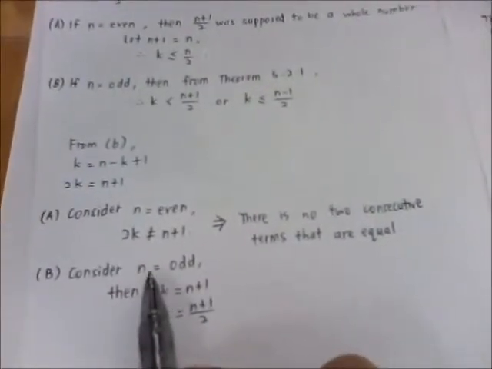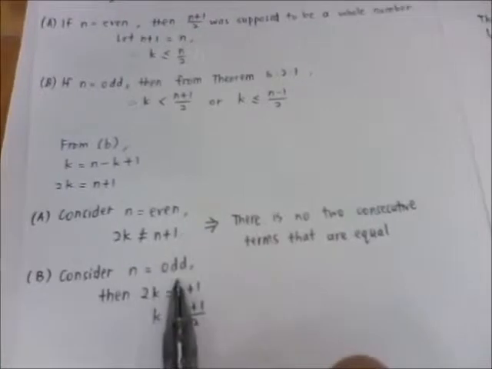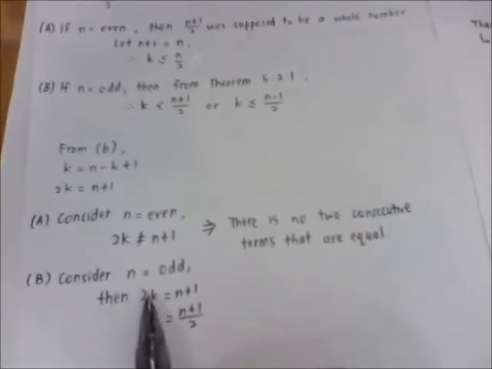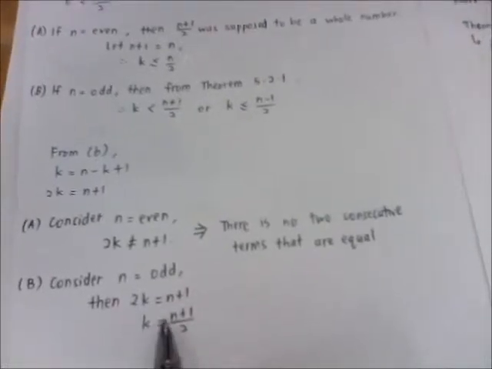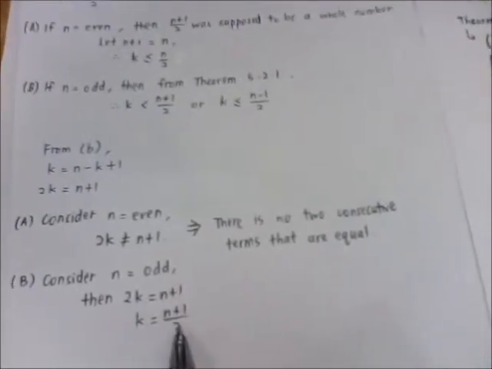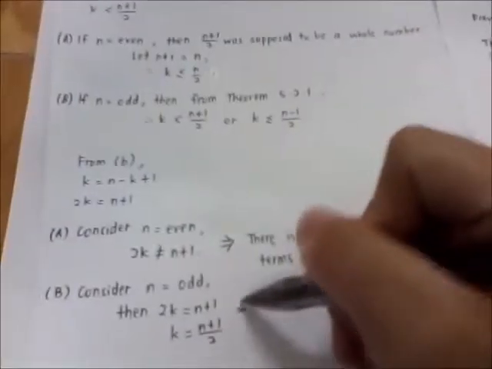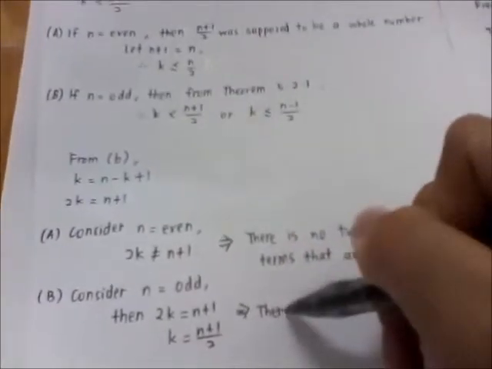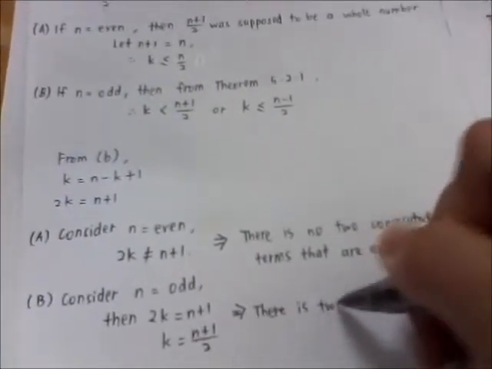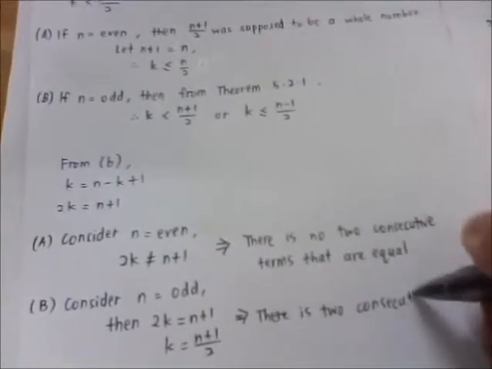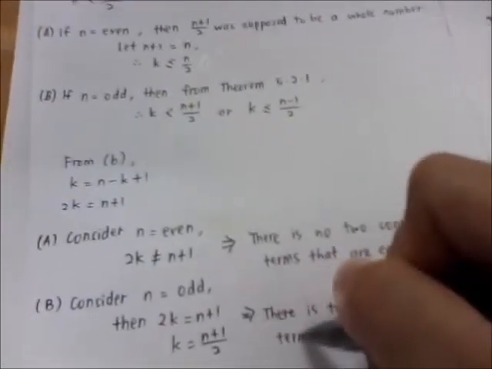Okay, consider the case when n is odd. Okay, so when n is odd, the 2k can be equal to n plus 1. So the k will be n plus 1 over 2. This means there are two consecutive terms that are equal.